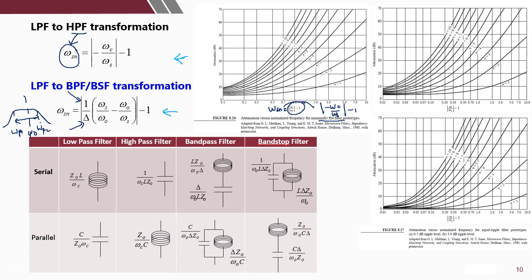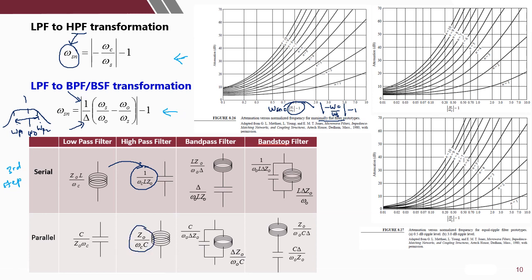Then in the third step, to get the actual circuit, for example to design a high pass filter, you need to look at the step 2 normalized circuit. For example, if you have an inductor in series, to get the high pass filter, the inductor will be transformed into a capacitor in the actual circuit, and the actual value can be calculated by using the equation shown.